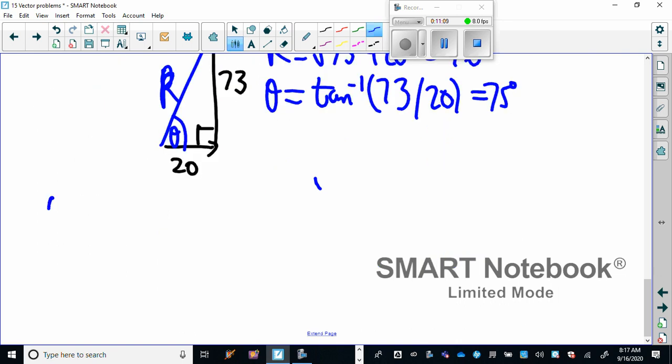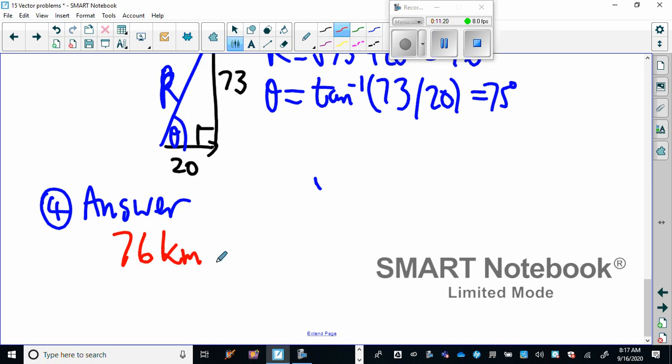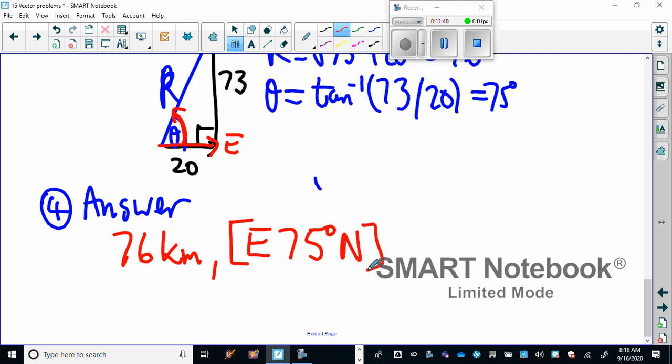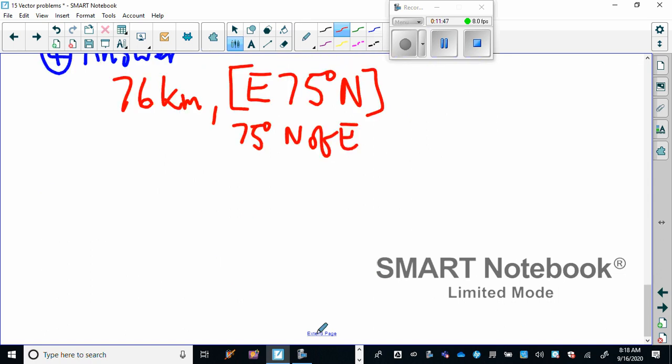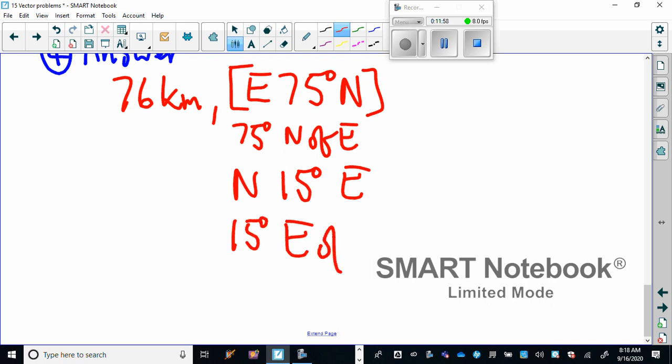We can write it as step 4, your answer. And your answer in this case is 76 kilometers, comma, bracket, and this is 75 degrees north of east. We start at the east and then go 75 degrees towards north. So east, 75 degrees north. That's one acceptable answer. The other acceptable answers would be 75 degrees north of east, or north 15 degrees east, since 75 and 15 make 90, or 15 degrees east of north.